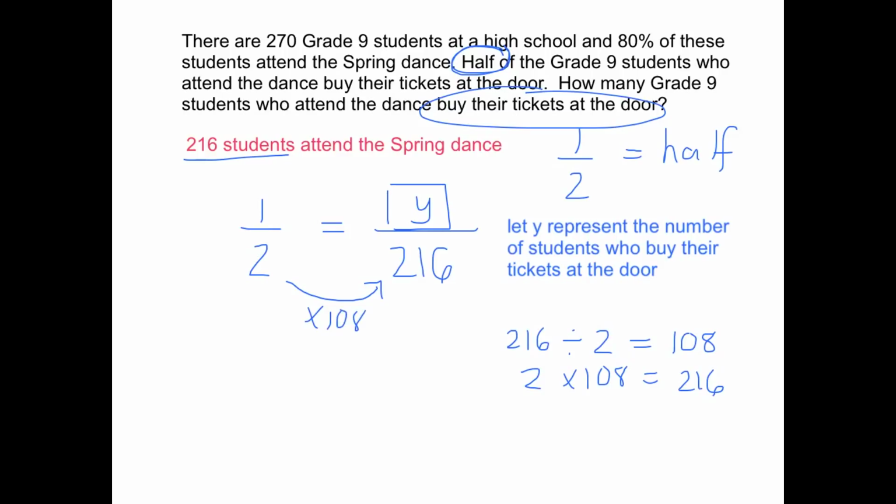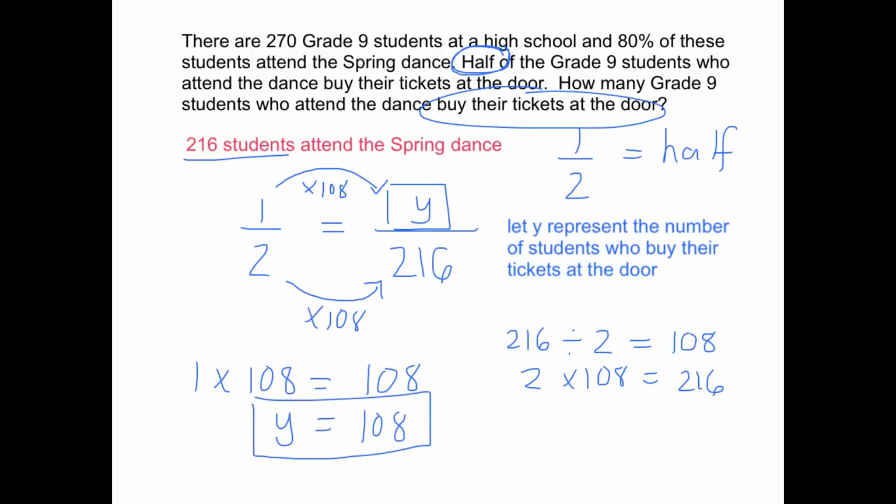Now that we've calculated the scale factor, I know that I have to multiply my numerator by the scale factor as well. Remember, whatever you do to the denominator, you must do to the numerator. 1 times 108 gives us 108. That means that y is equal to 108. Do you remember what y stood for? Y represents the number of students who buy their tickets at the door. Are we done the question? Yes, the question asked us to find out how many students bought their tickets at the door.